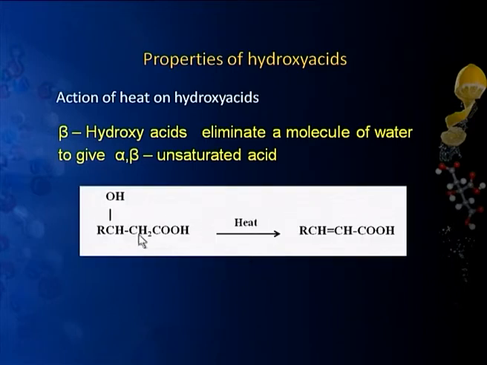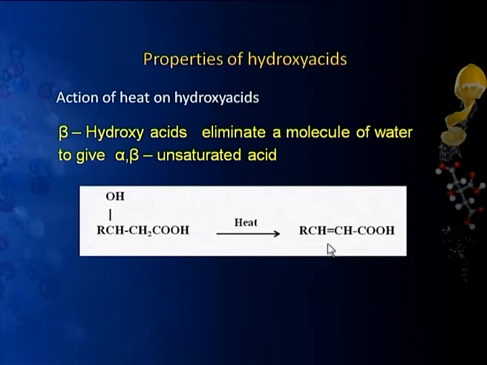Beta hydroxy acids on heating eliminate a water molecule to give alpha beta unsaturated acid. The hydrogen is abstracted from the alpha position. There was a similar reaction in case of beta haloacids also. On treatment with alkali, they lost a molecule of halogen acid taking hydrogen from alpha carbon. Now, why do they specifically take hydrogen from the alpha carbon here, as well as in halogen acids also? One, these hydrogens are slightly more acidic due to the presence of the electron withdrawing carboxyl group.